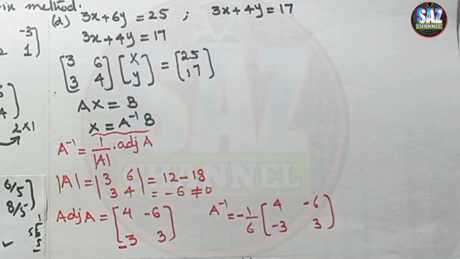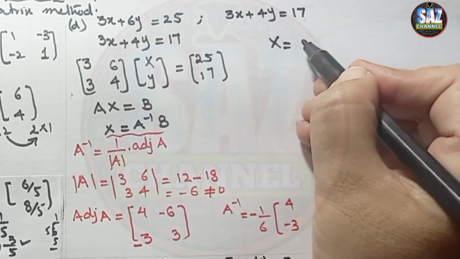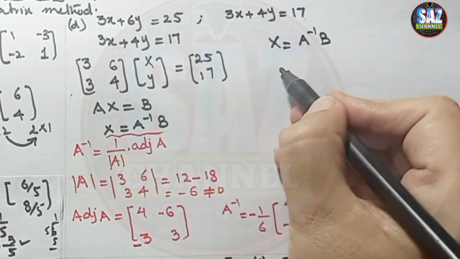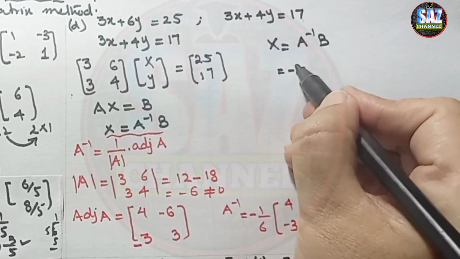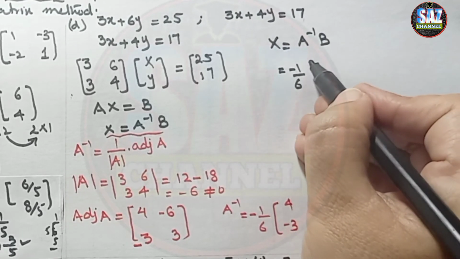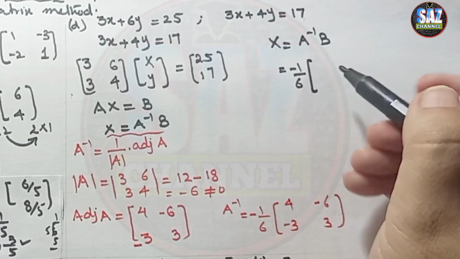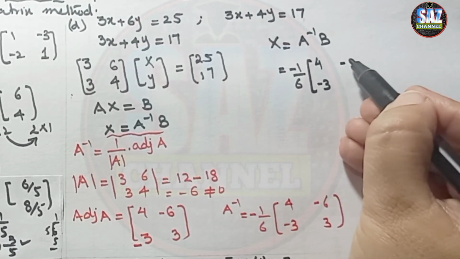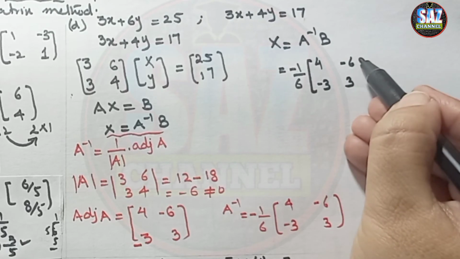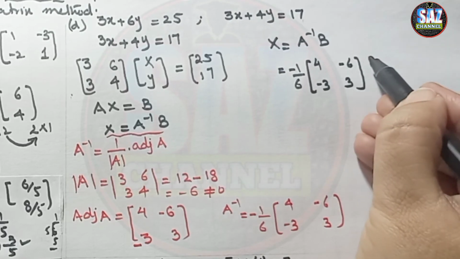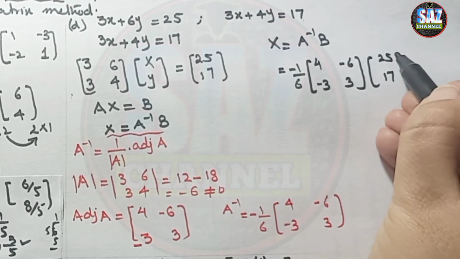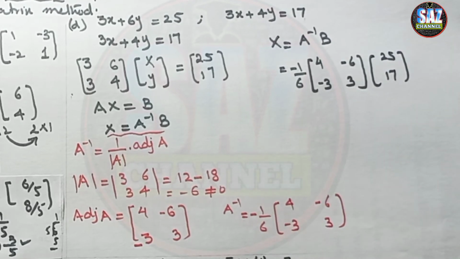Okay, now it's time to go for x equals A inverse B. A inverse has the entries minus 1 by 6 times [4, -3; -6, 3], and B has the entries 25 and 17. Be careful while copying the data.